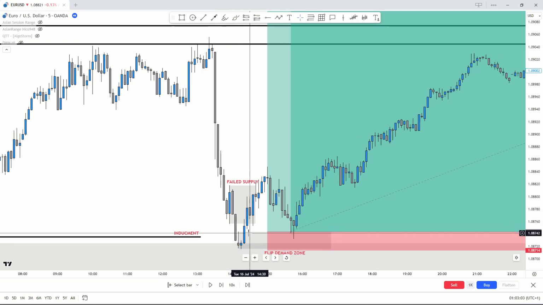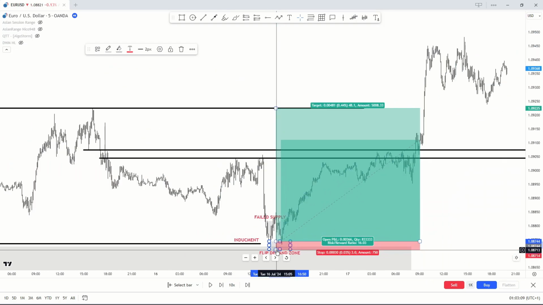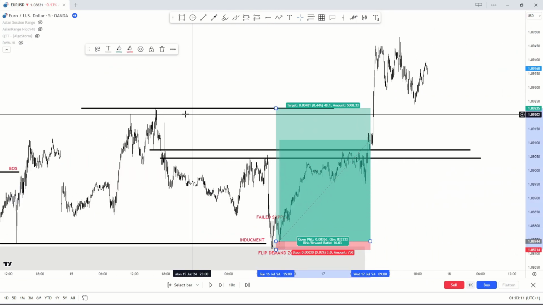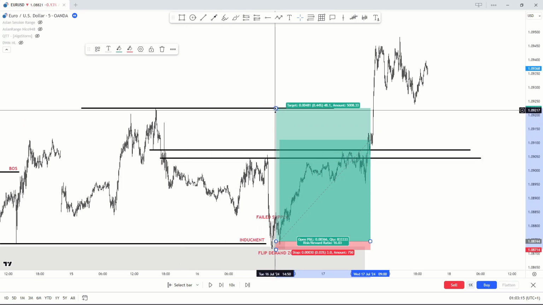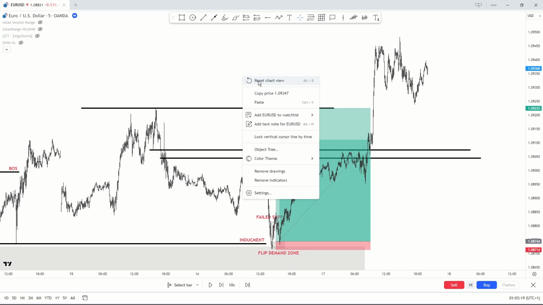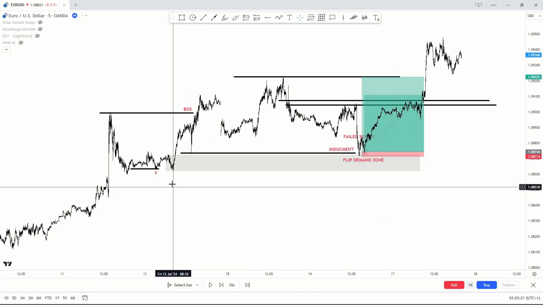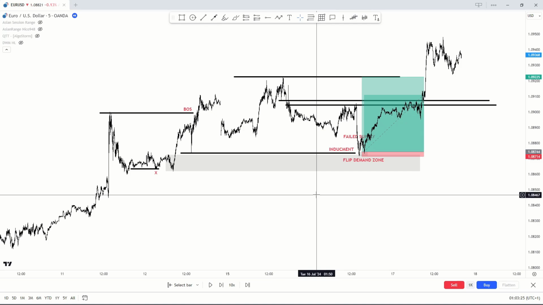So what did I do? I marked up this demand zone. I identified it as the flip zone. I set my entry here. I set my stop loss just below the low, and I set my TPs at significant areas that I had already marked up on the 1 hour time frame. This is a perfect case study to show you guys how you can combine the higher time frame with the lower time frame to get a really good trade.